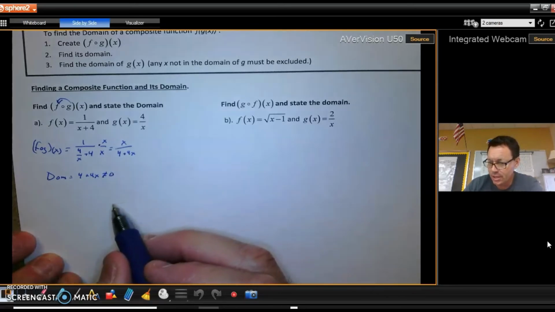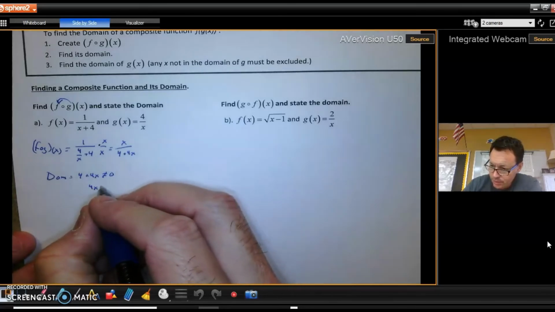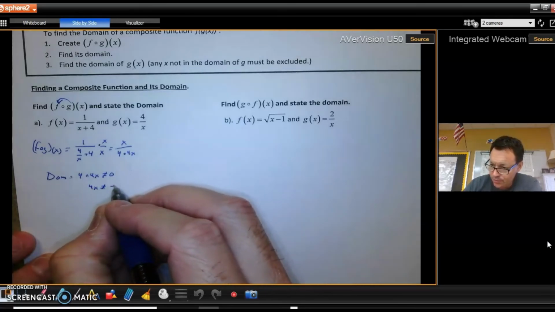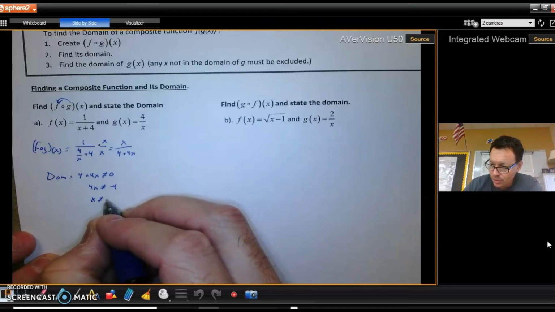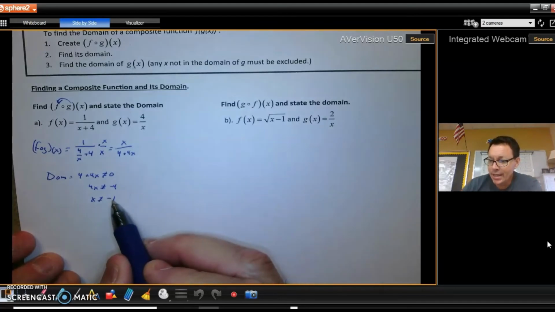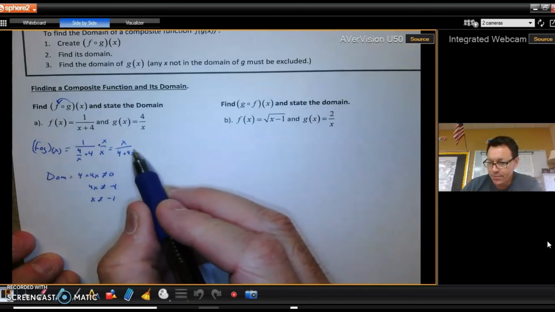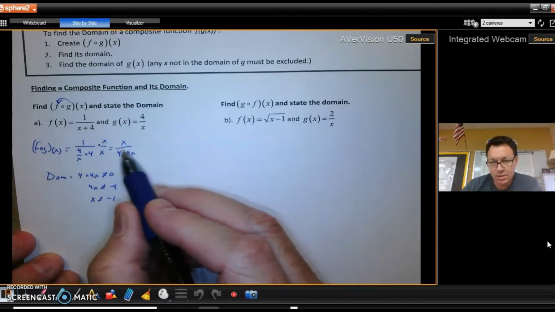Well, if I solve this, I'm going to move the 4 over, so 4x cannot equal negative 4, so x cannot equal negative 1. So that's our domain restriction, but that's not our only domain restriction. Okay? Plugging a negative 1 into this new function we created would make this a negative 4, and 4 minus 4 is going to give us a 0.